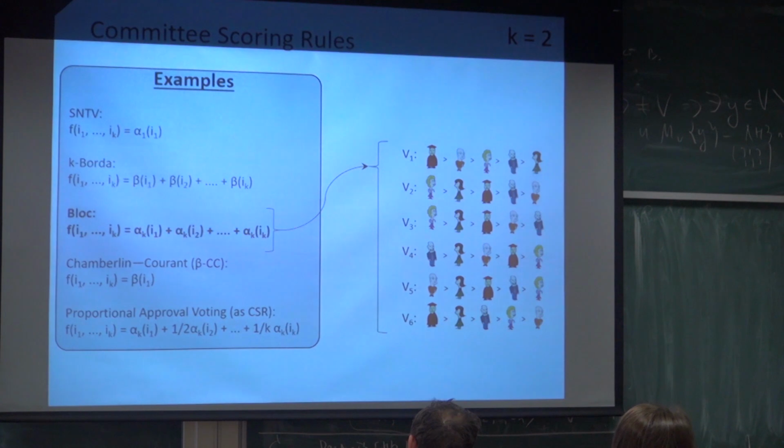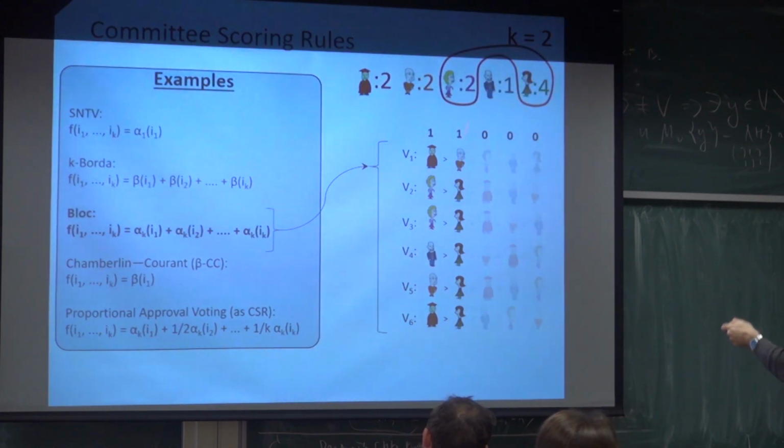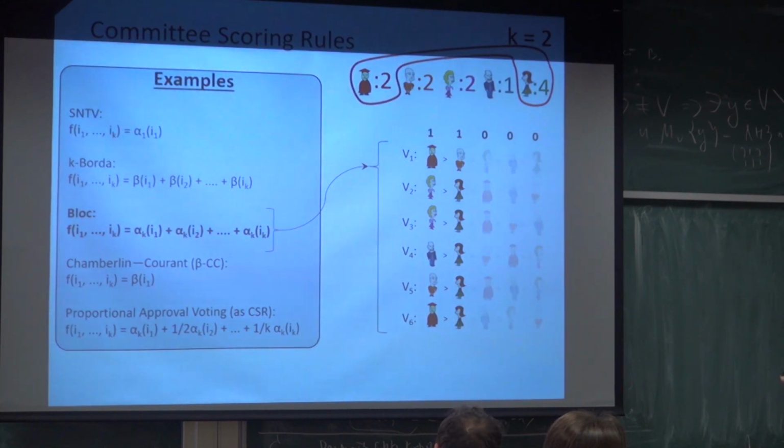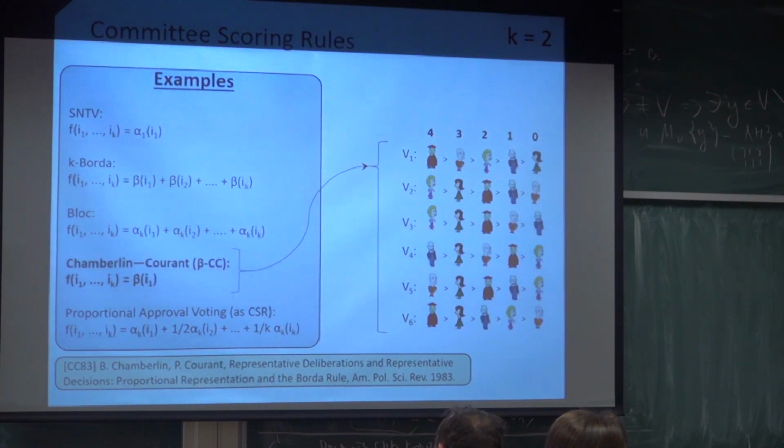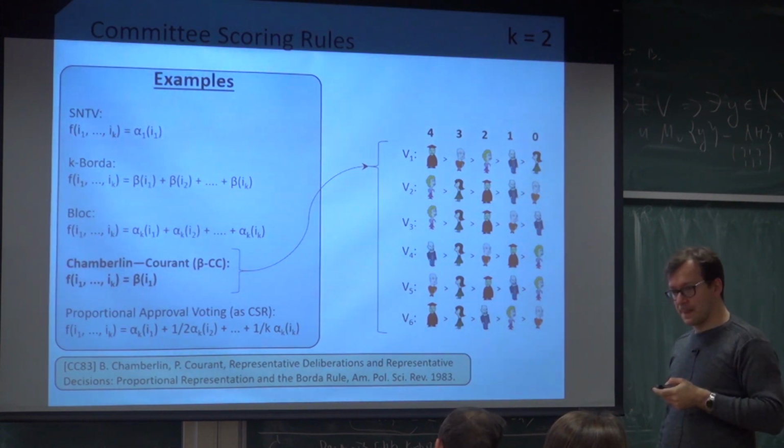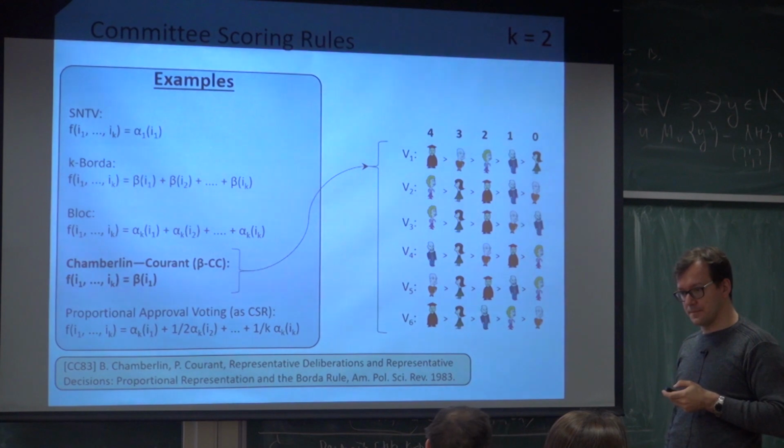But for k-Borda, we're simply summing up Borda scores. That's easy enough. For Block, again, this was the rule where I told you that if we have committee size 2, then for the top 2 positions, you get a point, and otherwise you don't. So in this case, the green lady has 4, and there's a tie with 2.